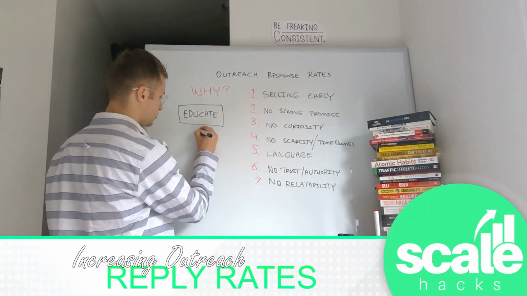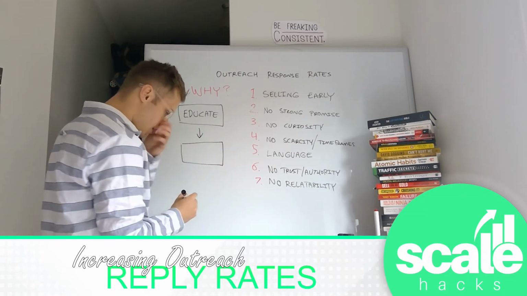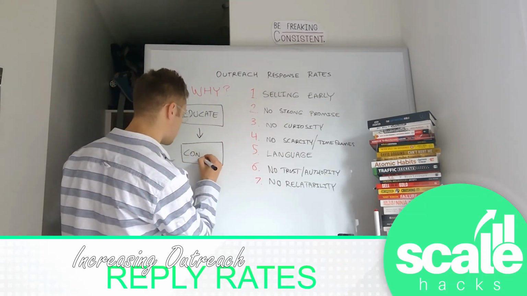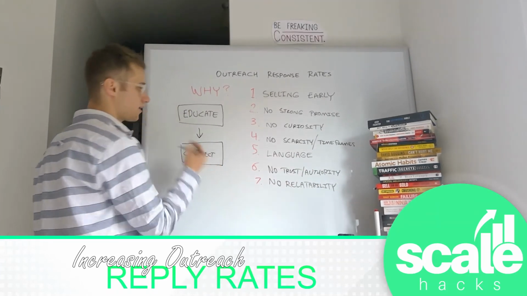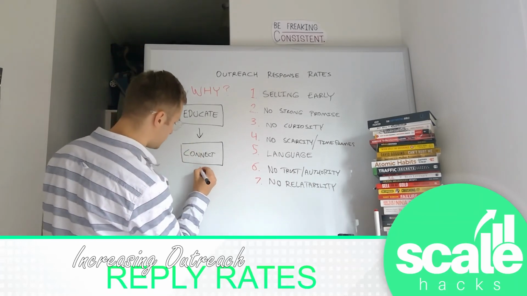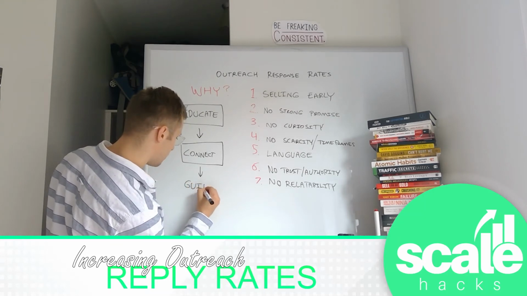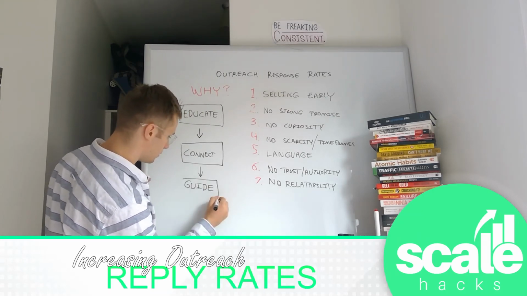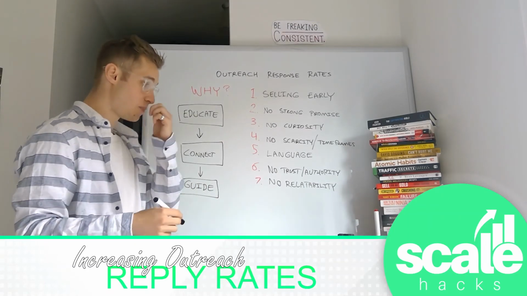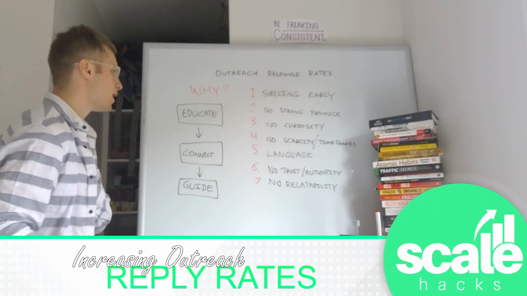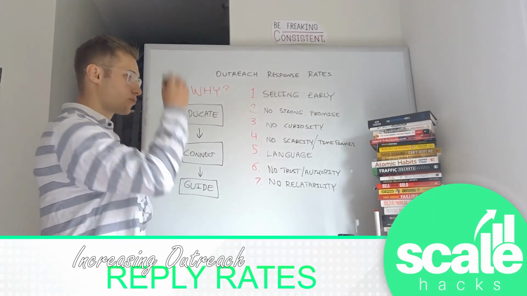So educate, first phase. Then the next thing we have here is connect. Now you want to make a connection with them, create that relatability and that authority by creating the connection, right? Connect. And then we do the third thing, which is to guide them. Become the guide. Basically, that means getting them to take the next step in your process.